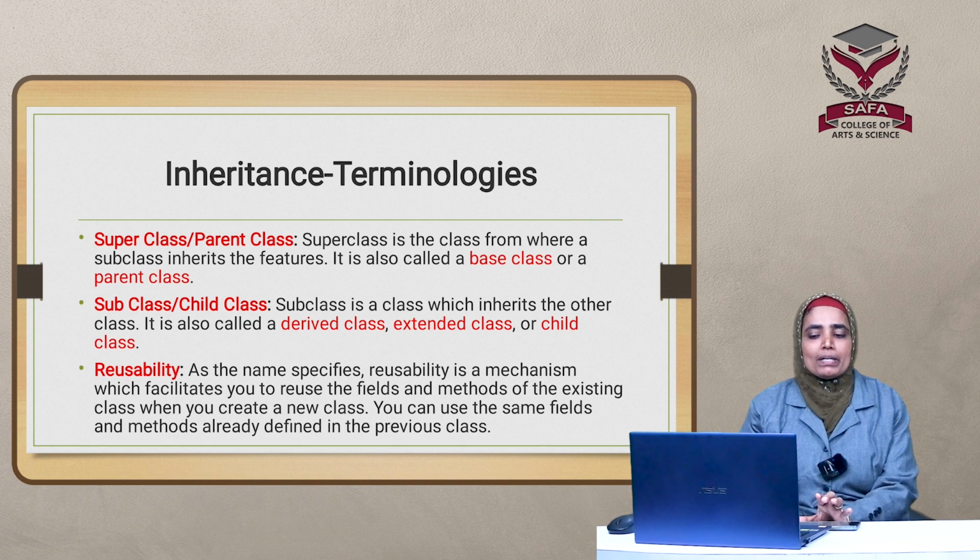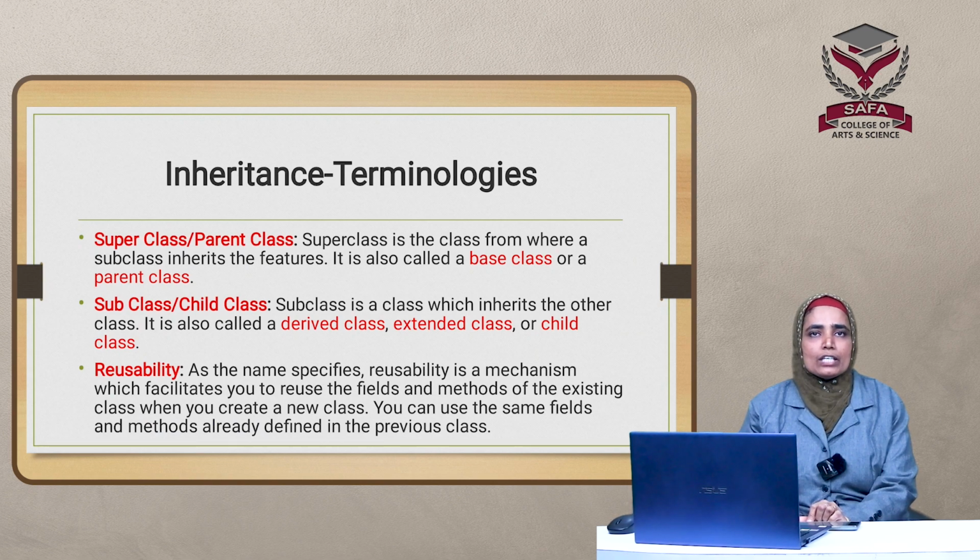Next one is inheritance terminologies. First one, superclass or parent class. Superclass is the class from where a subclass inherits the features. It is also called base class or a parent class. Then second one is subclass or a child class. Subclass is a class which inherits the other class. It is also called derived class, extended class or child class.